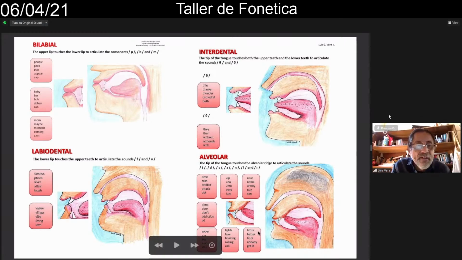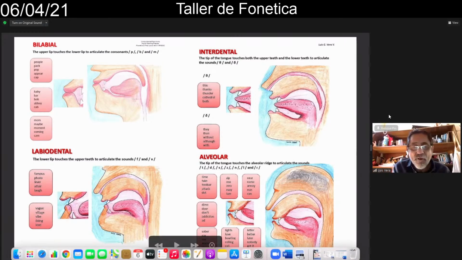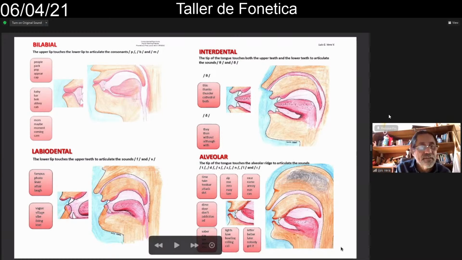Miren cómo suena. Letter. Así tal cual. Letter, con una R. Better. Later. Nobody. Y las combinaciones como por ejemplo get it. Get it on. Bang and gone. Get it on. ¿Ya? De nuevo. Letter, better, later, nobody, get it.